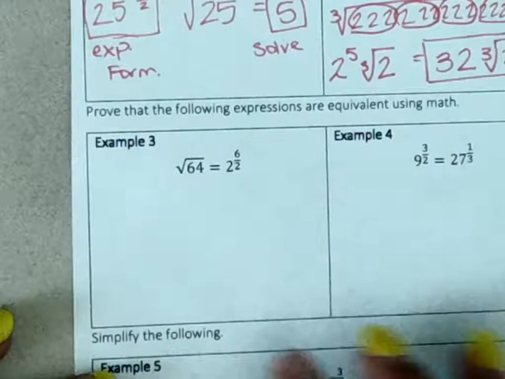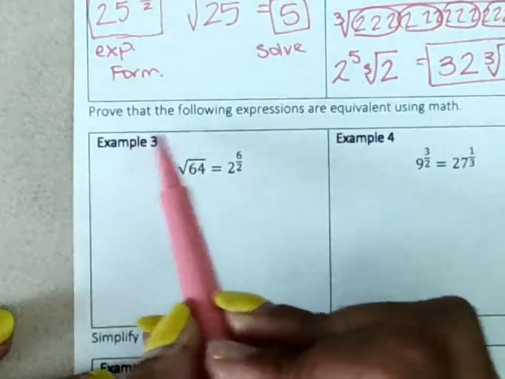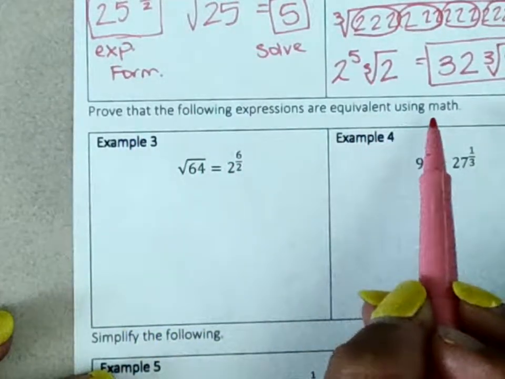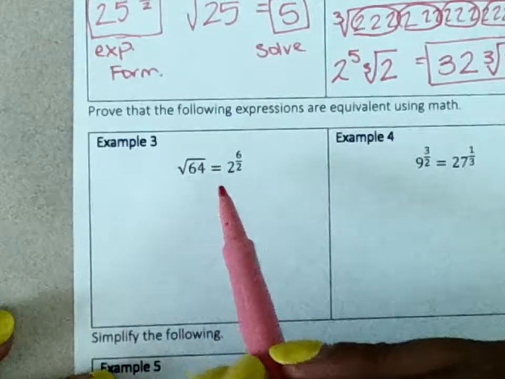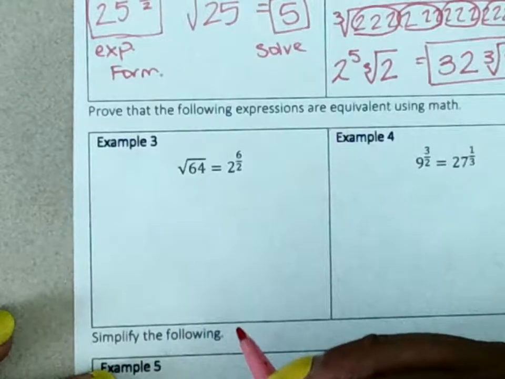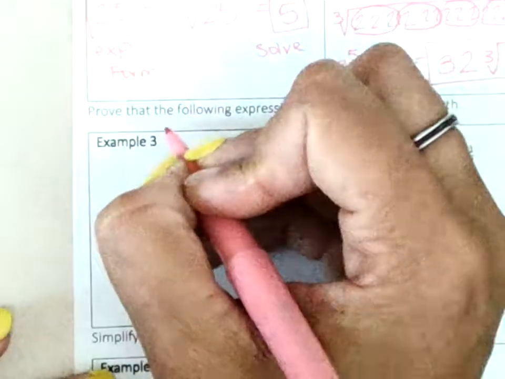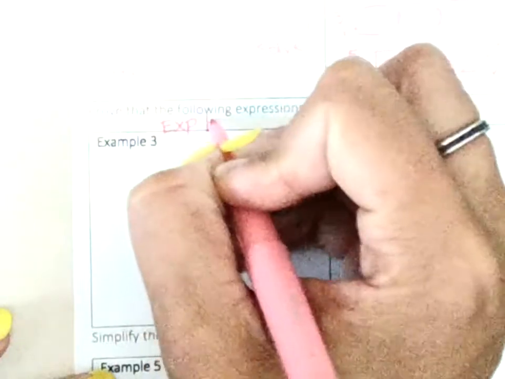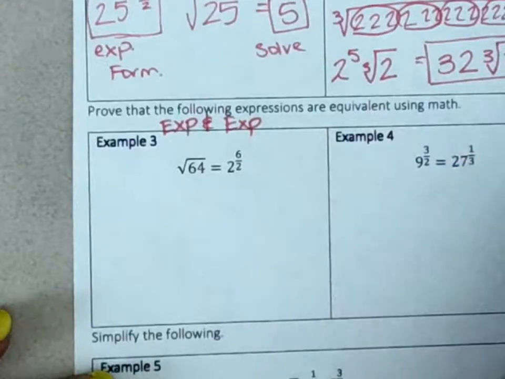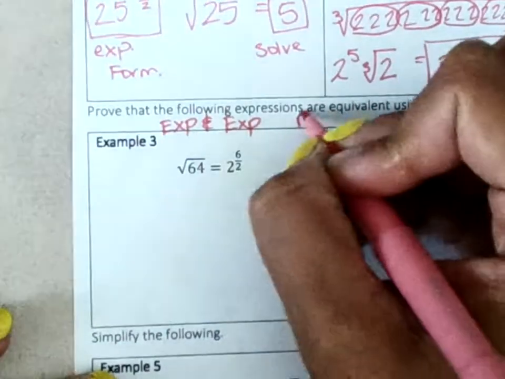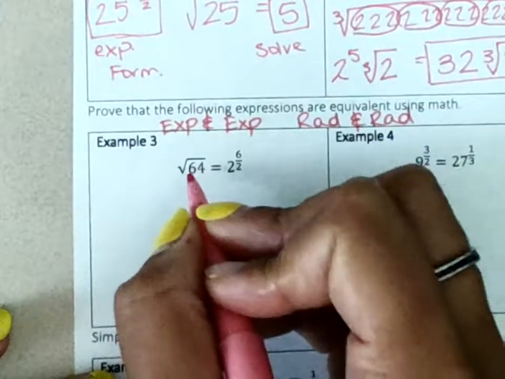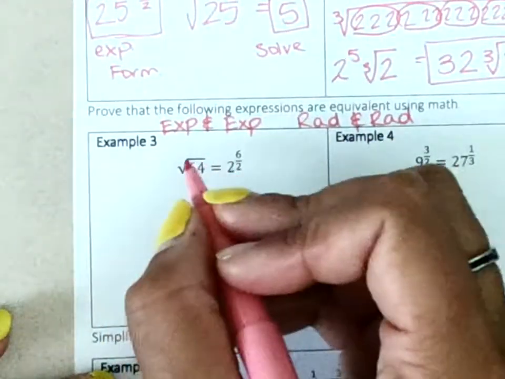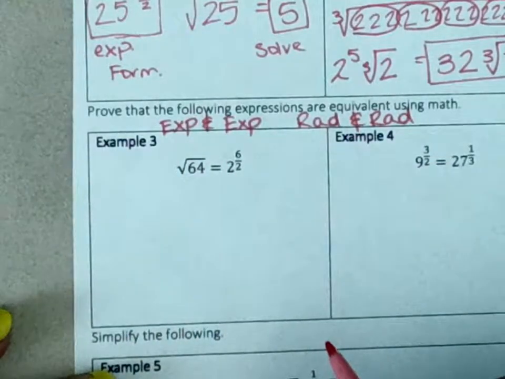In example 3, it's asking us to prove that the following expressions are equivalent using math. So we are going to use our knowledge of exponents and radicals to do this. So the first thing is you want both to be in exponent form, because this will make it a lot easier to evaluate them, or put them both in radical form. You never want one of each. So here we have a radical and an exponent. That's not going to help us. We need to make them look the same.